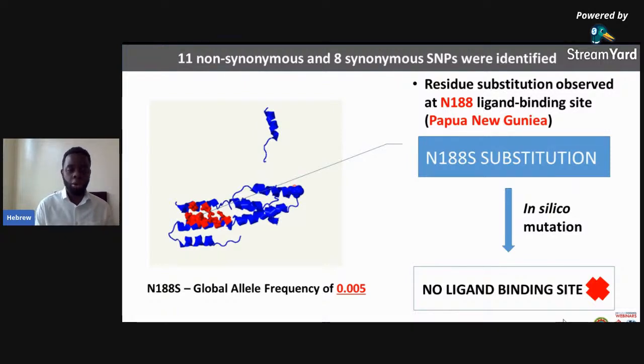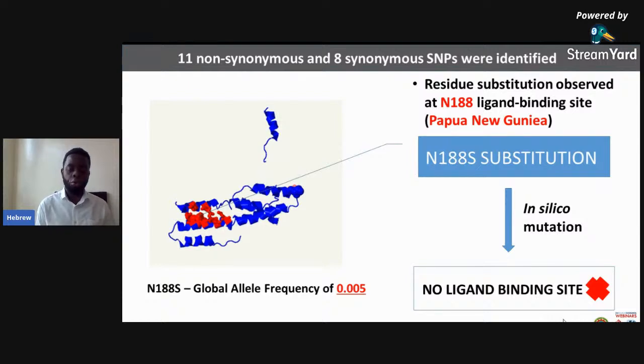So a very interesting find that we got is that there was a residue substitution that was occurring at the asparagine ligand-binding site. If you can remember, we discovered a ligand-binding site at the asparagine residue in position 188. So according to our find, there was a possible asparagine to serine substitution at position 188, and we had to confirm whether this would alter our ligand-binding site.